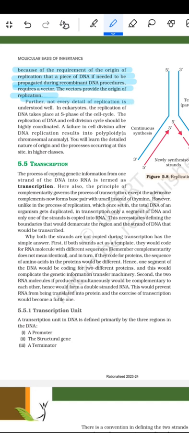Further, not every detail of replication is understood well. In eukaryotes, the replication of DNA takes place at the S phase of the cell cycle.